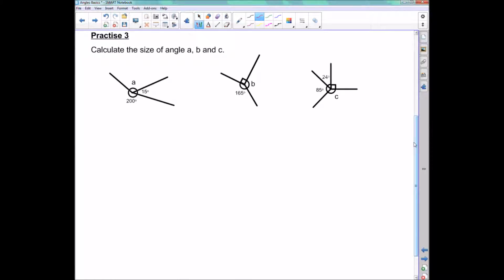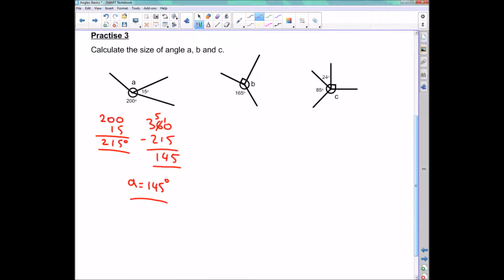Okay, so hopefully you've had a go at those. So starting with the first one, remember I'm going to add up all the angles given to me first. So that will give me 215 degrees. Take that away from 360, borrowing, and I get A equaling 145 degrees.